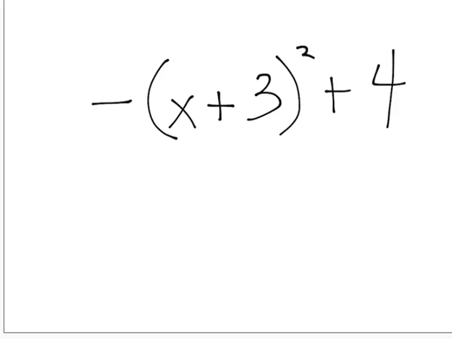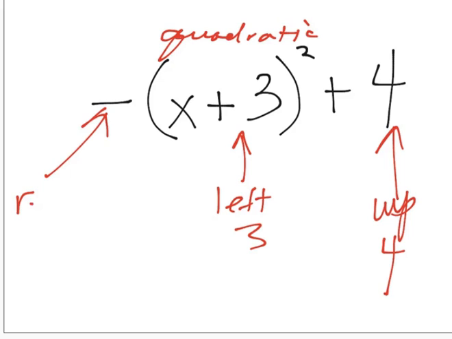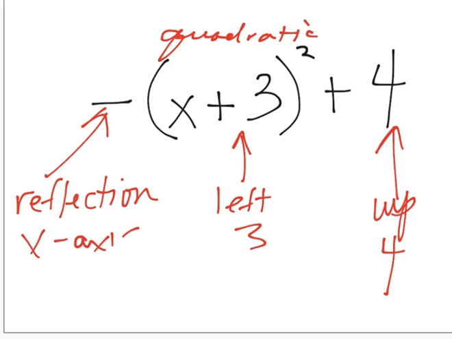If I look at this one, I'm supposed to know this is a quadratic. If it's a quadratic, that is up 4, that is left 3, and that is a reflection over the x-axis. Right? Okay.